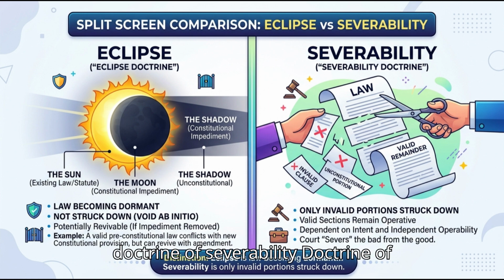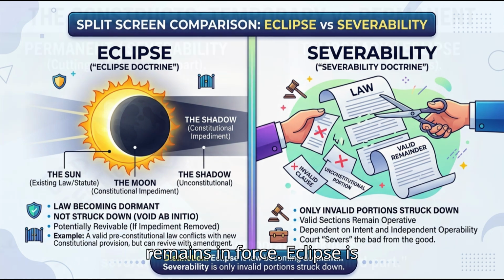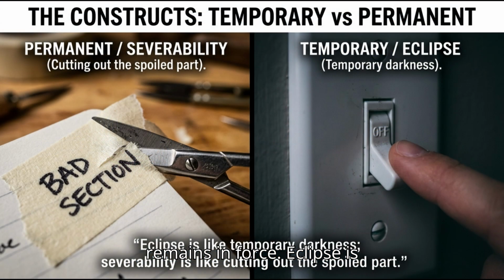Distinction from Doctrine of Severability. Doctrine of Eclipse. Law becomes dormant due to conflict with fundamental rights. Doctrine of Severability. Only the invalid portions of a law are struck down, the rest remains in force. Eclipse is like temporary darkness, severability is like cutting out the spoiled part.